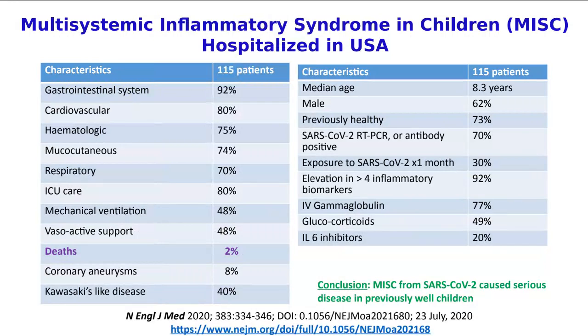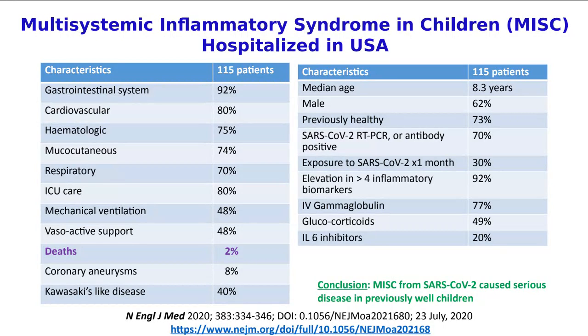The systems that are involved include primarily the gastrointestinal system as the top system to be involved, and I guess it is reasonable to suspect that this will be so because, as I said, the pathogenesis links it to the GI tract. And then the cardiovascular system is involved at 80%, hematologic 75%, mucocutaneous system 74%, respiratory 70%. 80% of these cases need ICU care, 48% need mechanical ventilation and vasoactive support, and the death rate is 2%.